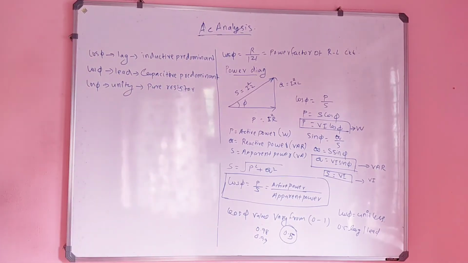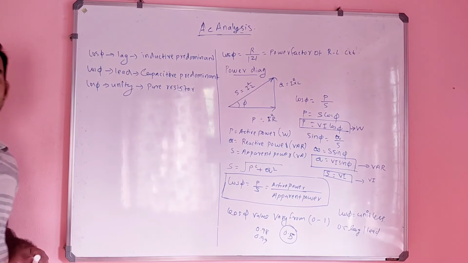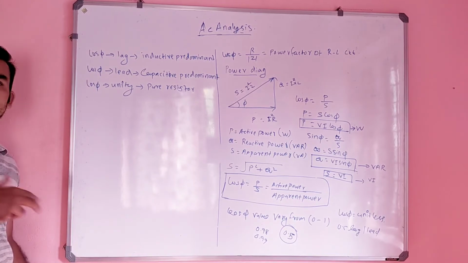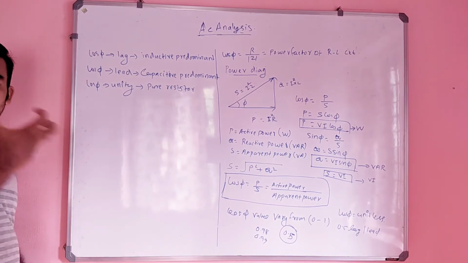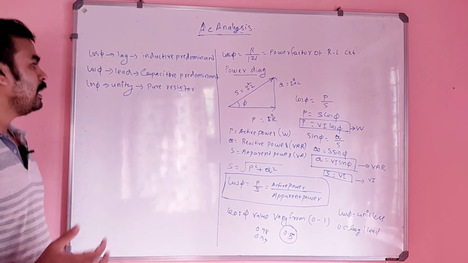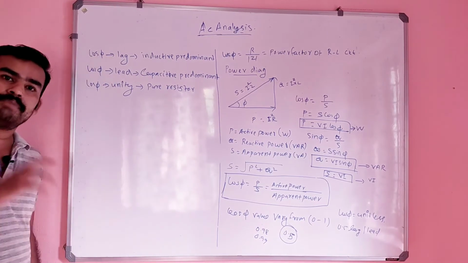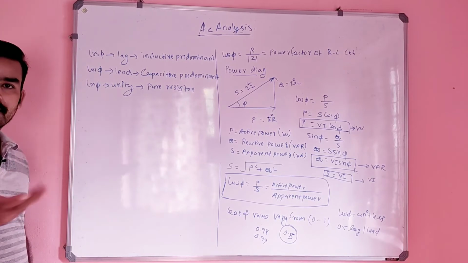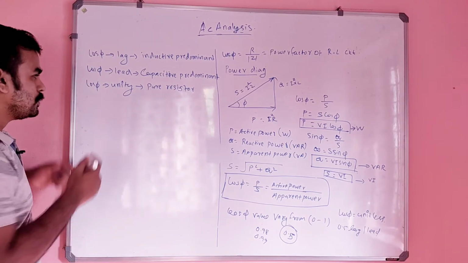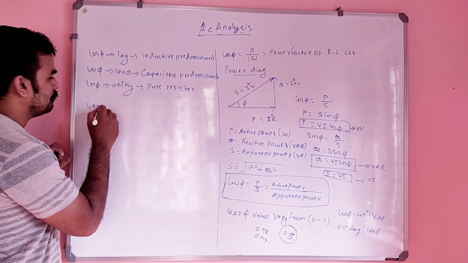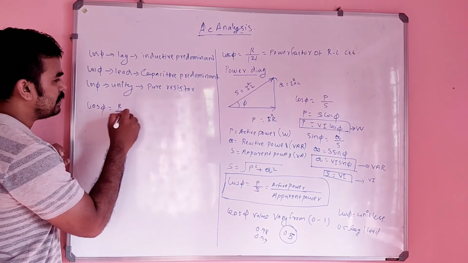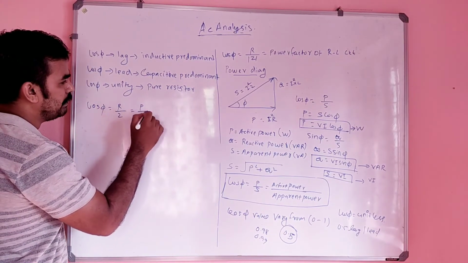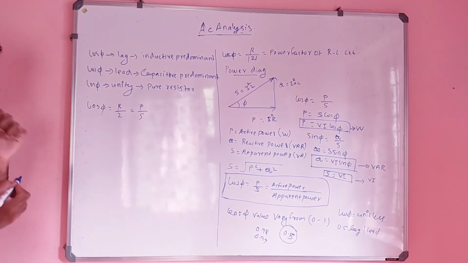Cos phi is equal to unity means it's a pure resistor. So lag means it is inductor, lead means the effect of capacitor is present, and unity means there is a pure resistor. There is no phase angle between them. Cos phi is nothing but R by Z, which is nothing but P by S. You can say like that.